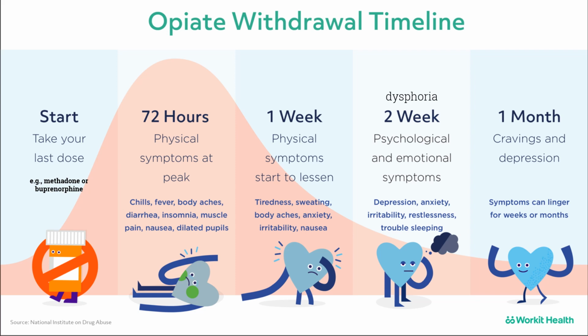A week after the last dose, the physical symptoms will start to lessen. You'll have just mild sweating, body aches, anxiety, and irritability. And then 2 weeks from then, you should experience the peak psychological and emotional symptoms like depression, anxiety, and irritability. And even a month later, you'll still have cravings and depression, and that can last for weeks or months.